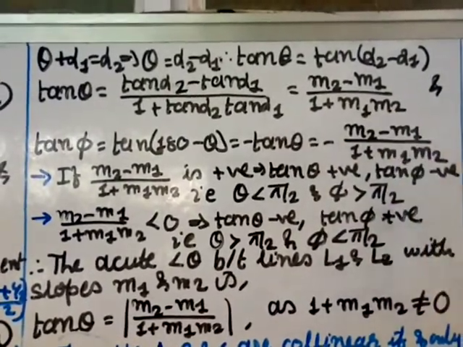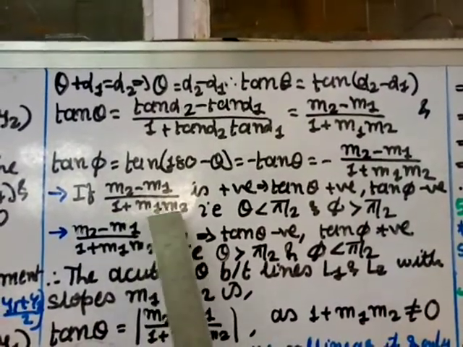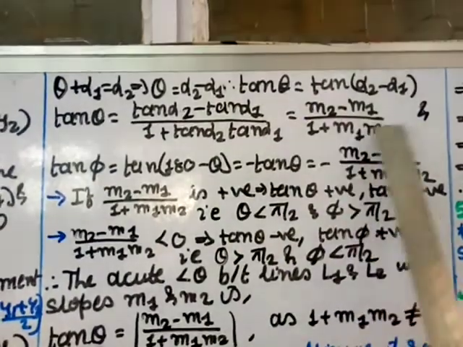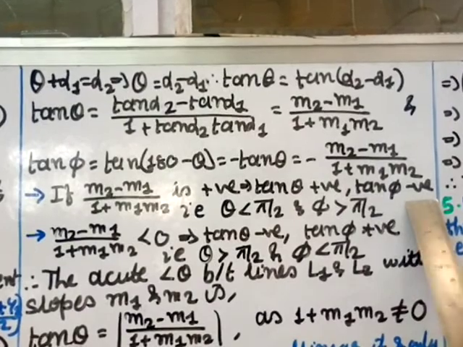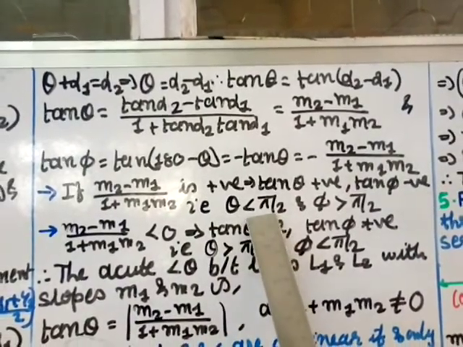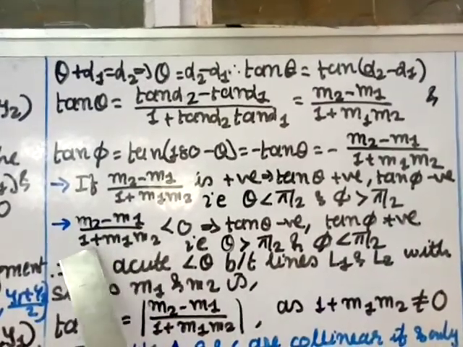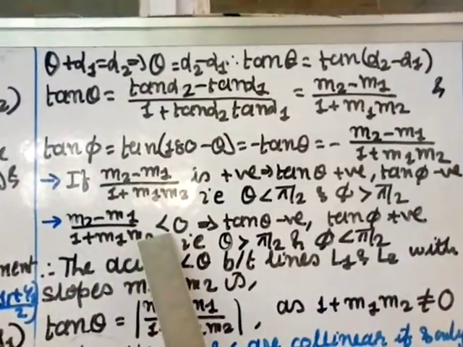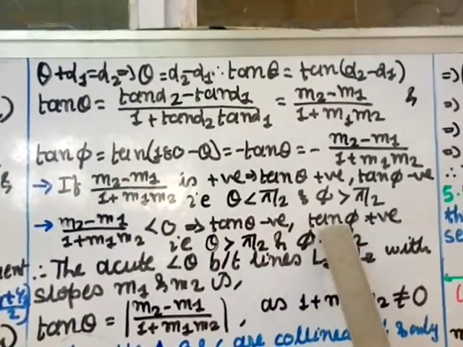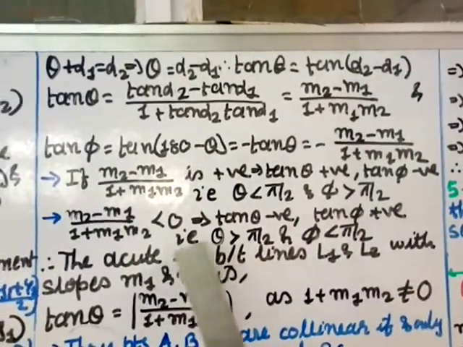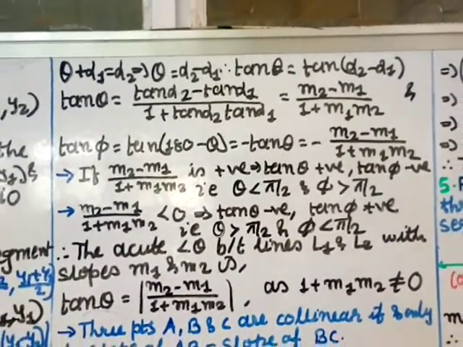This denominator should not be 0. If m2 minus m1 divided by 1 plus m1 m2 is positive, then tan theta is positive and tan phi is negative. That means theta is less than 90 and phi is greater than 90. But suppose m2 minus m1 divided by 1 plus m1 m2 is negative, that is, less than 0. This implies tan theta is negative and tan phi is positive. That means theta is greater than pi by 2 and phi is less than pi by 2.